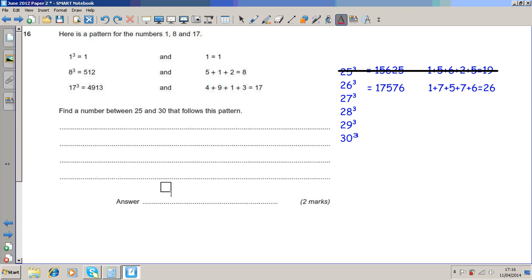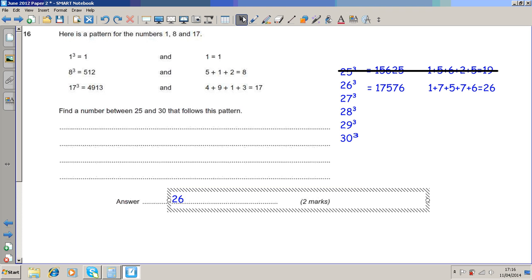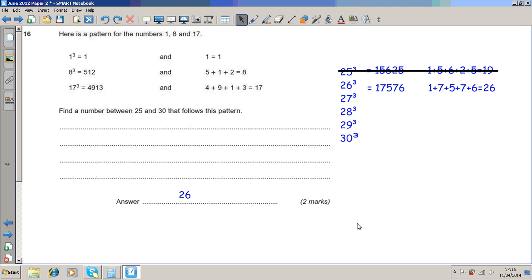There you go, 26 follows the pattern. Winner. Happy with that, didn't take long. And we can carry on trying the others. That's the sort of thing that is worth checking afterwards if you've got time. It's 2 marks, you've done enough to get you 2 marks, but you have time at the end to check the others and check that there's not a mistake there.